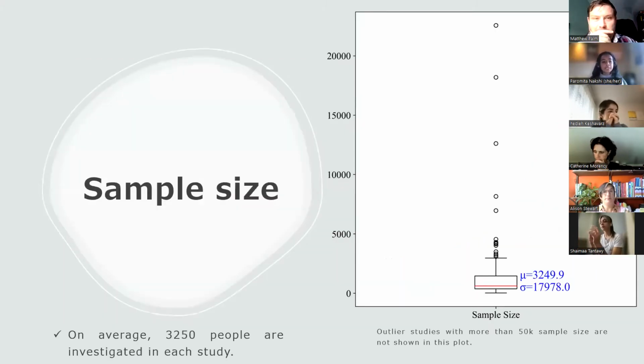Next, in terms of sample size, on average, each study had more than 3,000 people investigated in each of the cases, but there were quite a few variations as well, particularly among the studies that used any national or regional survey. They definitely had a larger sample size, whereas studies that used surveys conducted by the authors themselves definitely had relatively lower sample size.